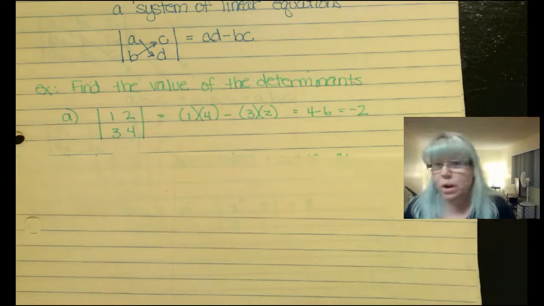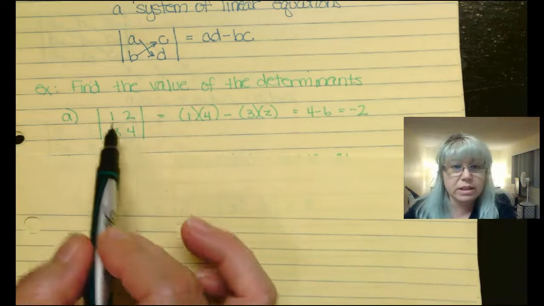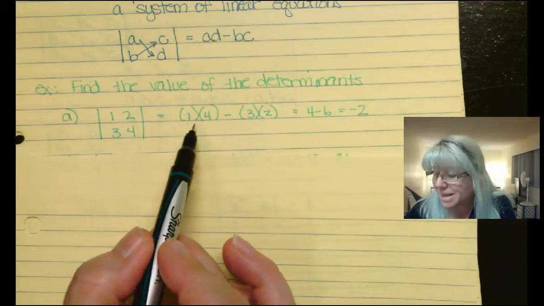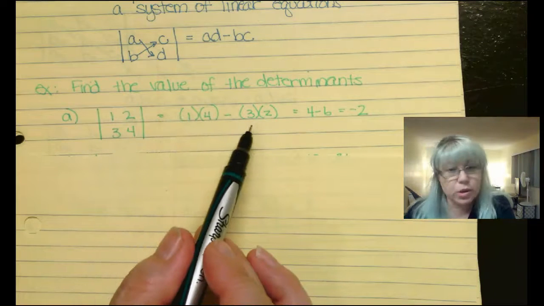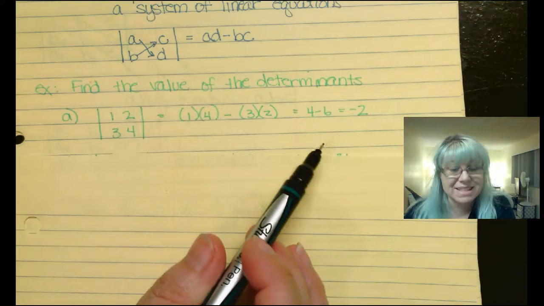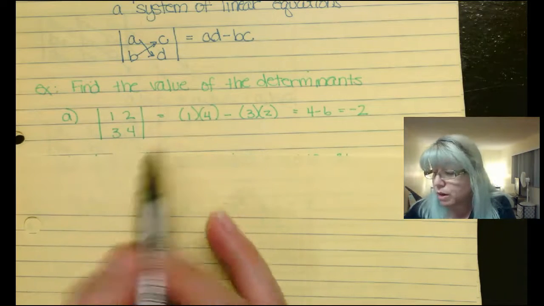So let's try and find the value of the determinant. Given the matrix 1, 2, 3, 4, we're going to take the diagonals: 1 times 4 minus 3 times 2. 1 times 4 is 4, 3 times 2 is 6, so 4 minus 6 is negative 2. The determinant of the square matrix 1, 2, 3, 4 is negative 2.